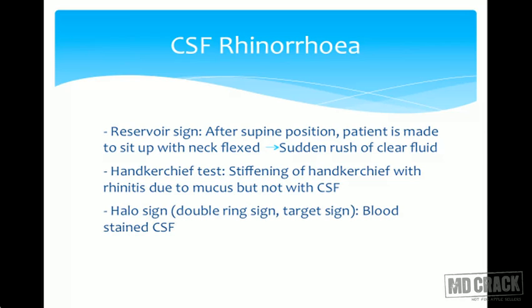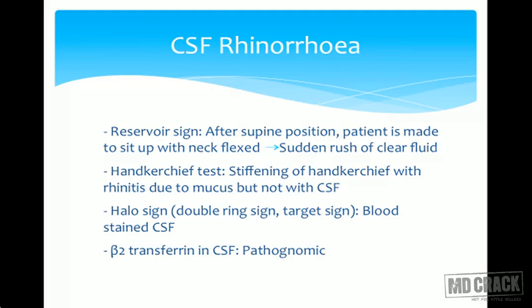The third sign seen in CSF rhinorrhea is the halo sign, also known as target sign, also known as double ring sign. Now it is seen in those cases in which the CSF is mixed with blood. So if we put it over a handkerchief or some blotting paper, the central spot will be of the blood and the periphery will be occupied by the CSF. So that is known as halo sign.